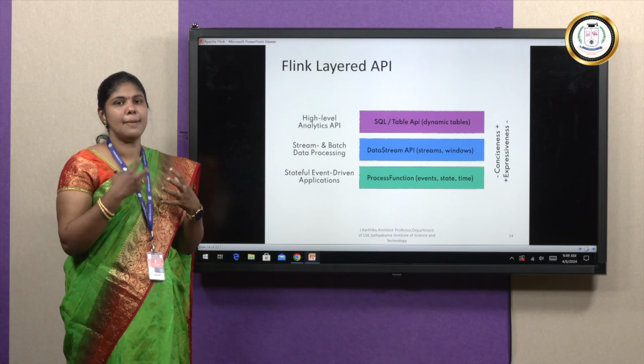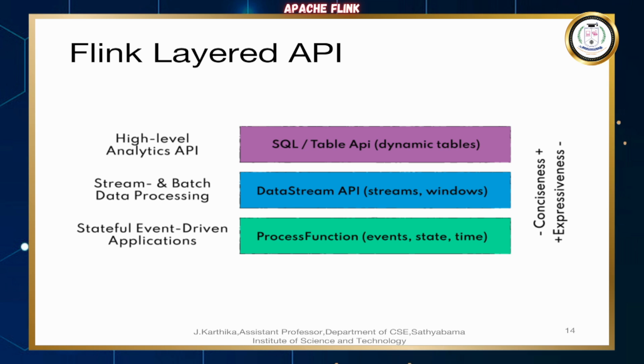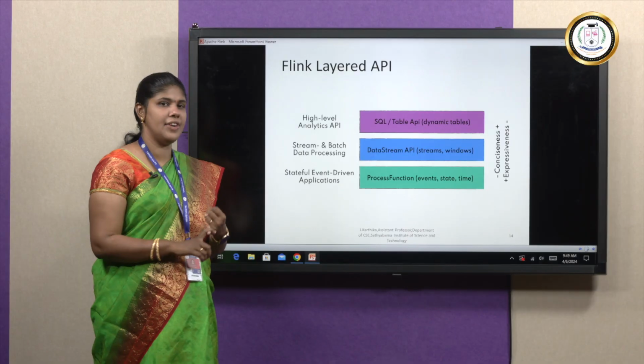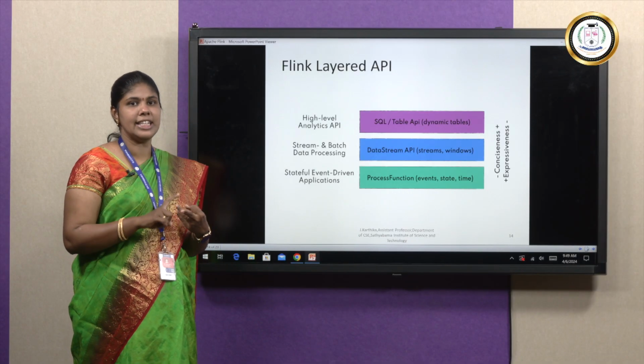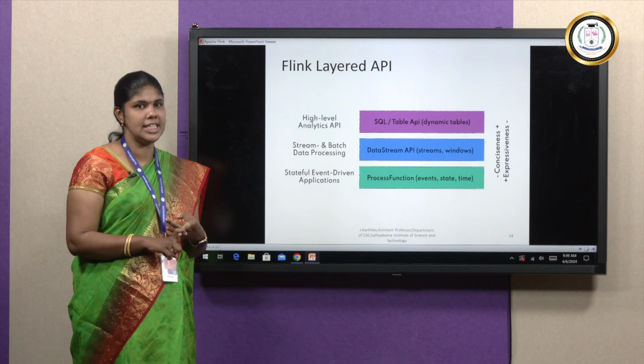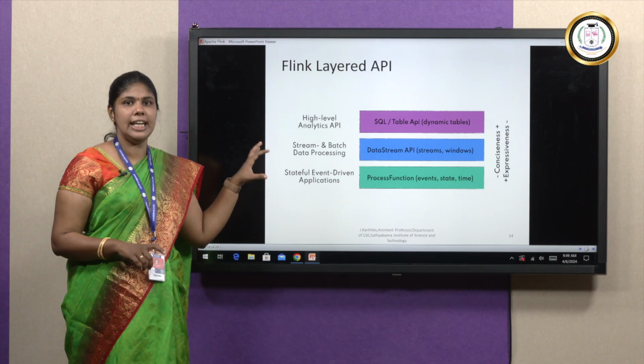So what does it do? It will assign arbitrary operations on the incoming events. And then the stateful event-driven application layer consists of process functions like event, state and time. So what are the events that you are going to process? State and time information will be incorporated in this layer. So this is your Flink layered API.